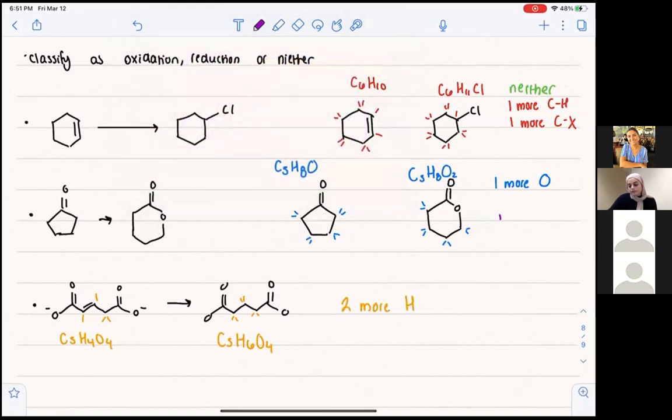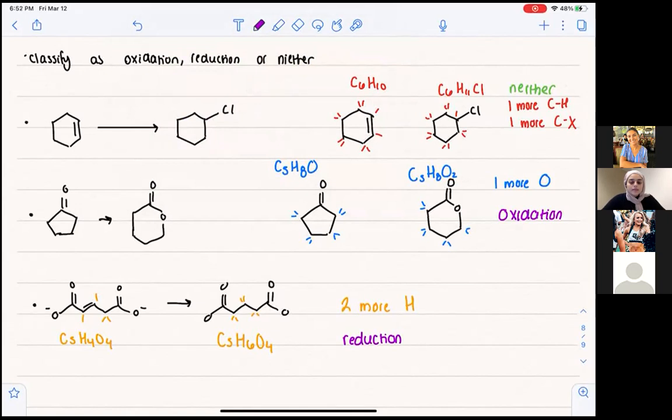This is considered reduction. My bad. This is considered oxidation. Obviously, you're adding an oxygen. And then this one where we have 2 more hydrogens, what is that? Reduction. Yep, perfect. This is going to be reduction. Awesome, you guys.